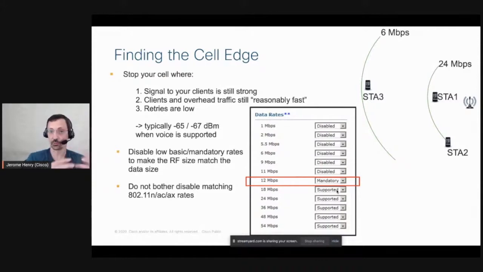And that will force the client to say, oh, I'm losing some packets from the AP, I need to look for a better AP. And that's how you push the client to the next AP. However, we also say, do not waste your time disabling the equivalent 11N, 11AC, 11AX rates, the 6.5, 13 maybe. Don't waste your time there.